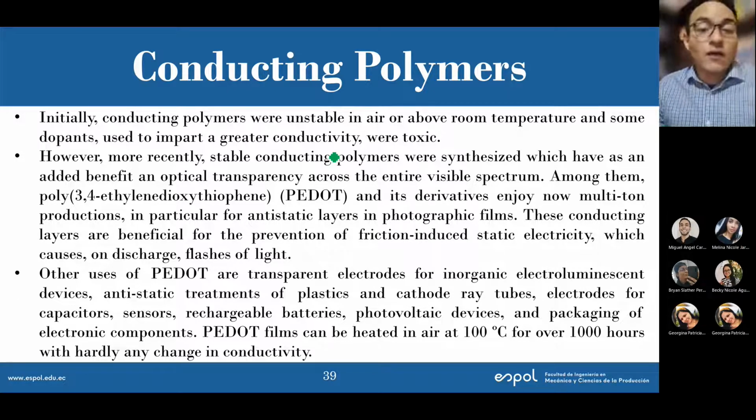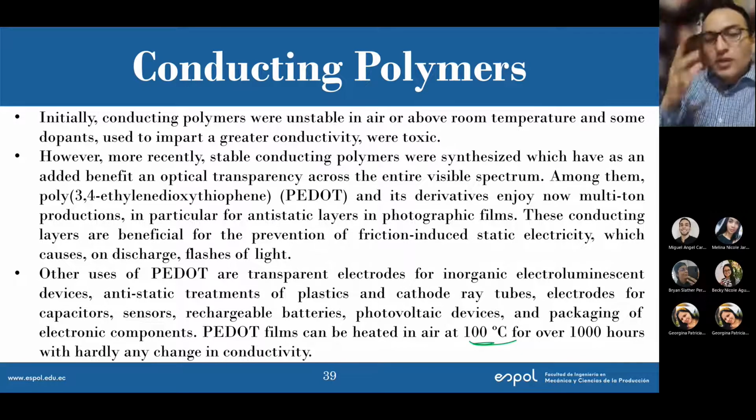The advantage of PEDOT compared to most other conducting polymers is that it can be heated up to 100 centigrade for more than 1,000 hours, and it will hardly lose any conductivity. So it will basically have the same conductivity as it would have at room temperature for indefinite time. That's why this is the currently most used conducting polymer in the market.